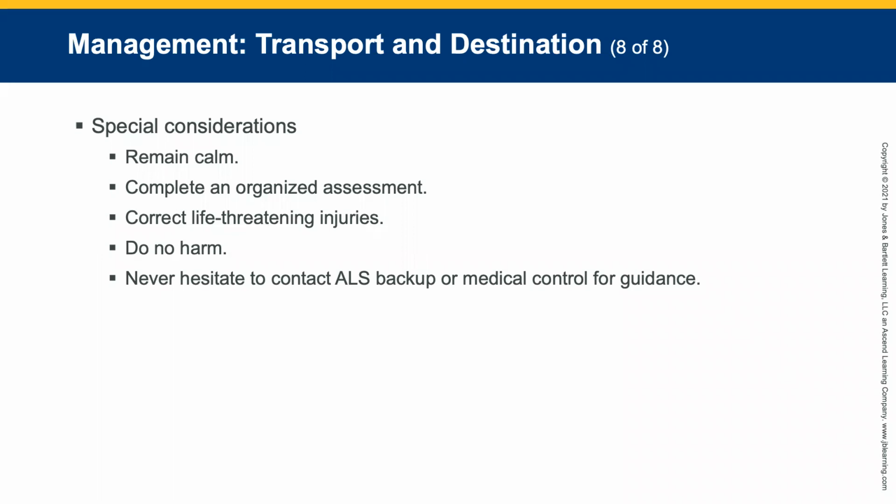Correct life-threatening injuries. If their ABCs are messed up and you put your hand over that penetrating object in their chest and it helps them breathe better, keep your hand there. If there's a hole in their chest, a sucking chest wound, put a seal over it, a three-sided bulky dressing over there. It helps protect that. And then do no harm.